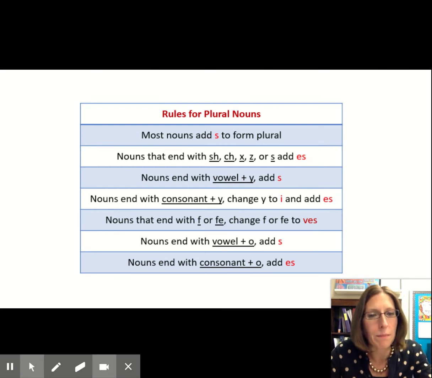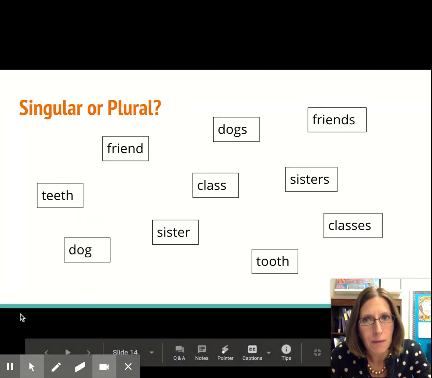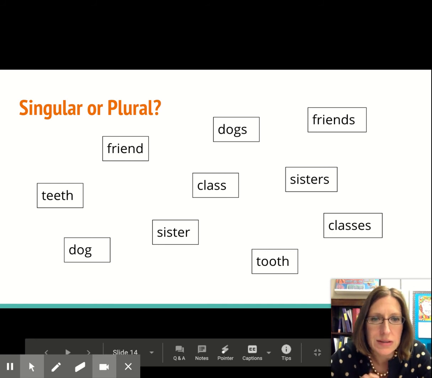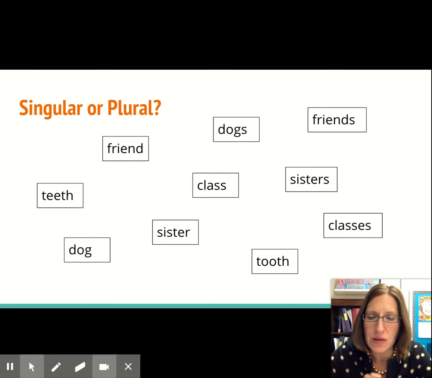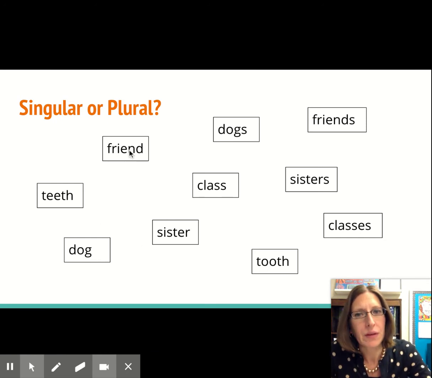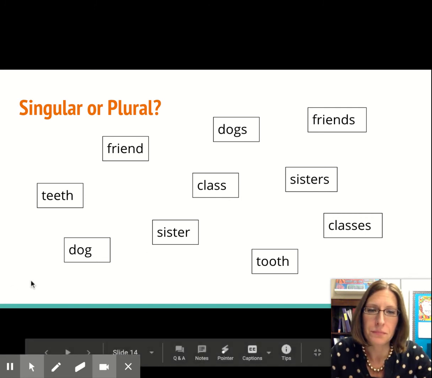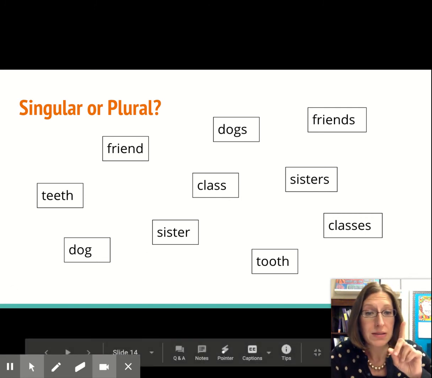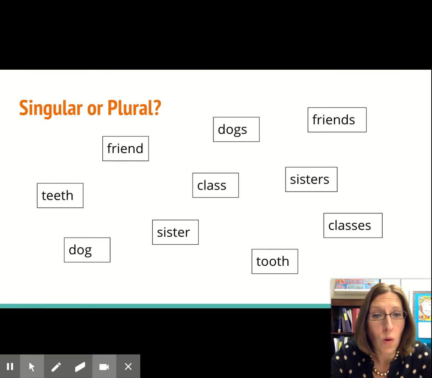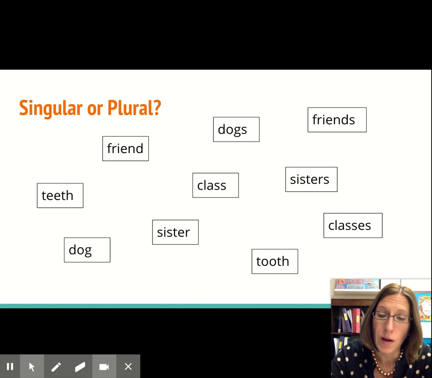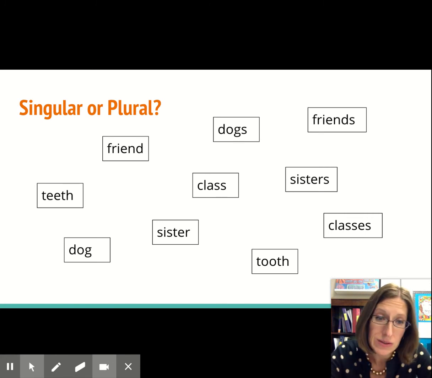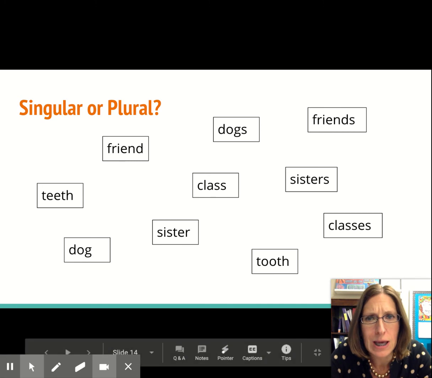I just wanted to show you that, but what we are going to think about today is, are these singular or plural? So think about these words. We have teeth, friend, dogs, friends, sisters, classes, tooth, class, sister, and dog. Can you figure out which ones are singular? That means one. Or plural, that means more than one, or 2 or 3 or 4 or 79. So take a minute to look at these words. Singular or plural?